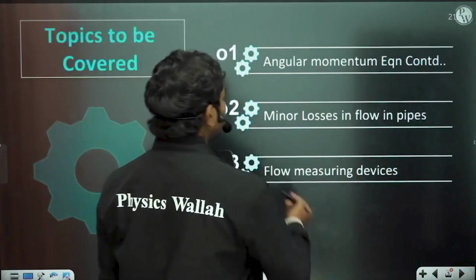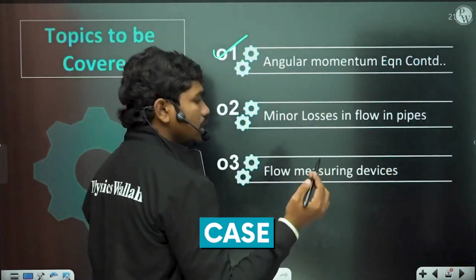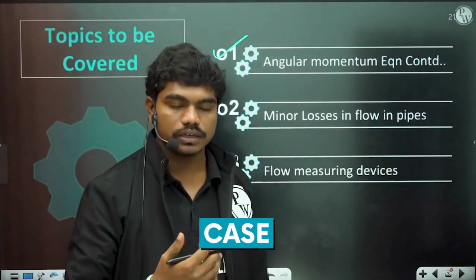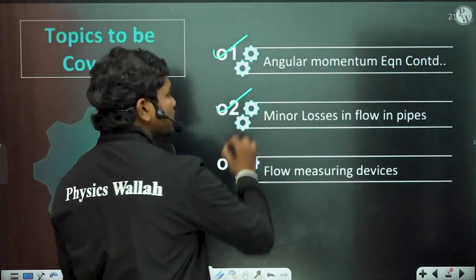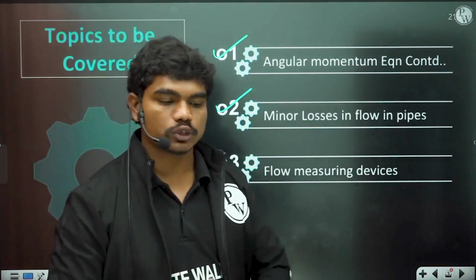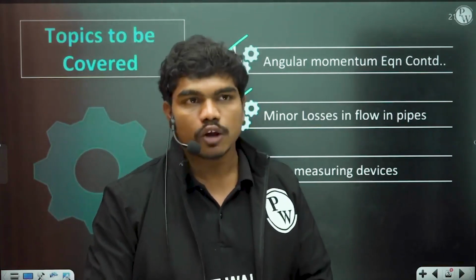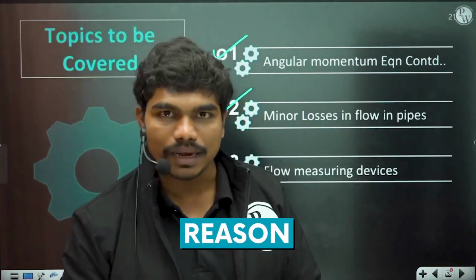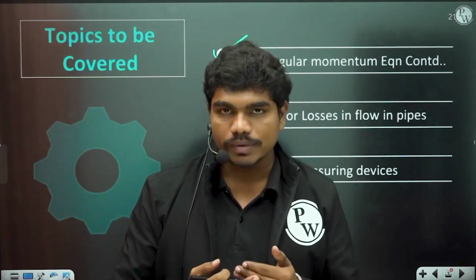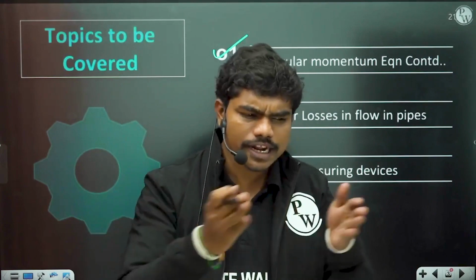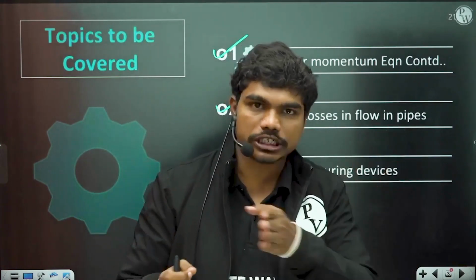So in today's session mainly we will talk about one or two cases in this angular momentum equation, and then we will look at some minor losses in flow in pipes. Normally when there is some fluid flow, the main reason for the pressure drop in the pipe is actually because of the friction between the pipe material and the fluid. Because of this friction there is certain pressure drop from one location to another location in the flow.